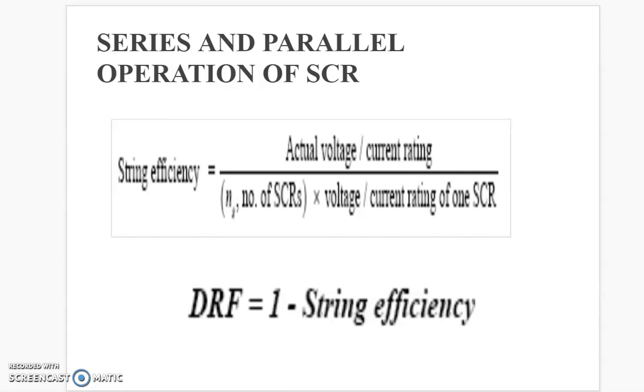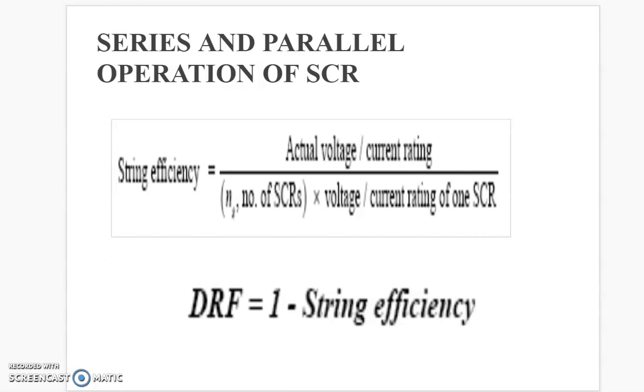Whenever the SCRs are connected in series or in parallel or in a series and parallel combination, we call that a string. So it is essential to calculate whether the string will work in an effective manner or not. The string efficiency formula is nothing but the actual voltage or actual current of the string divided by the number of SCRs times the voltage or current rating of the SCR.